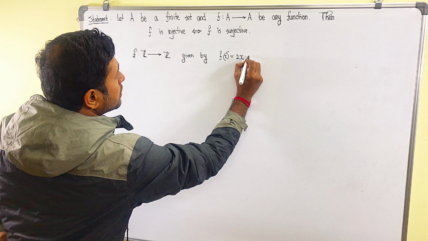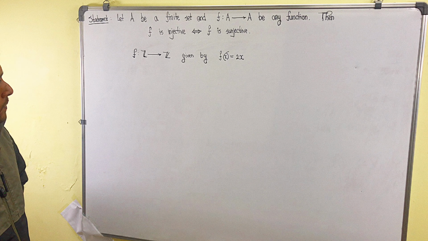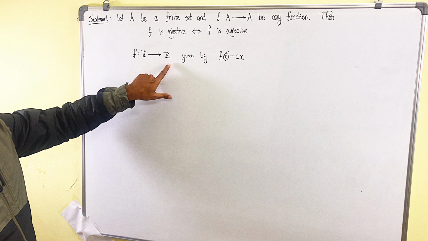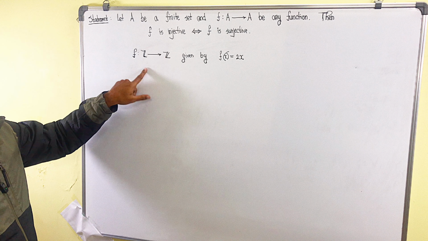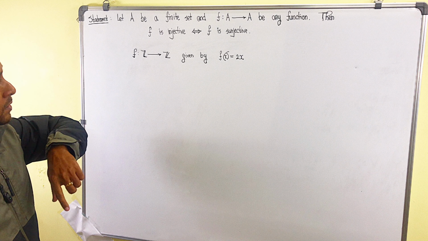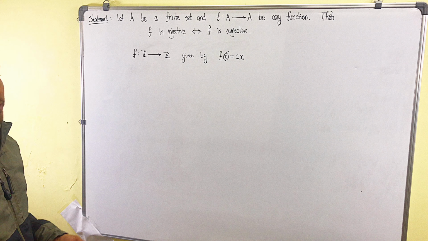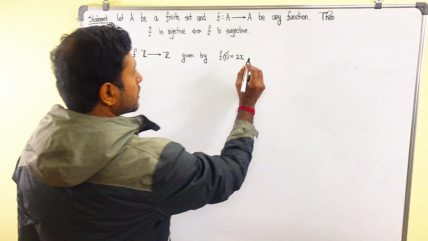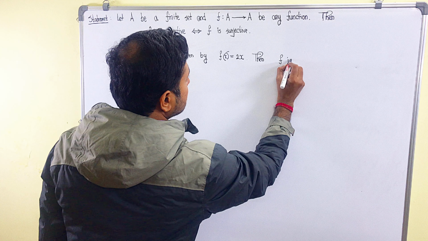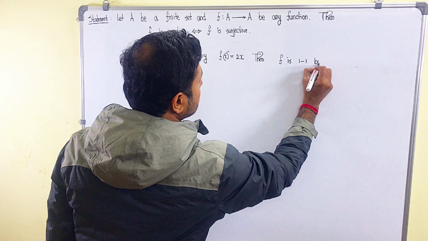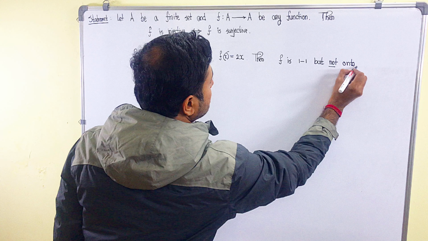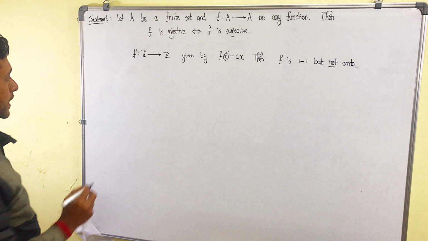2x for all x in Z, which means that the range of this function is only even integers. So odd integers don't have any preimage, which means it is not surjective, and it is injective of course because 2x equals 2y would imply that x equals y. So clearly then f is one-one but not onto.